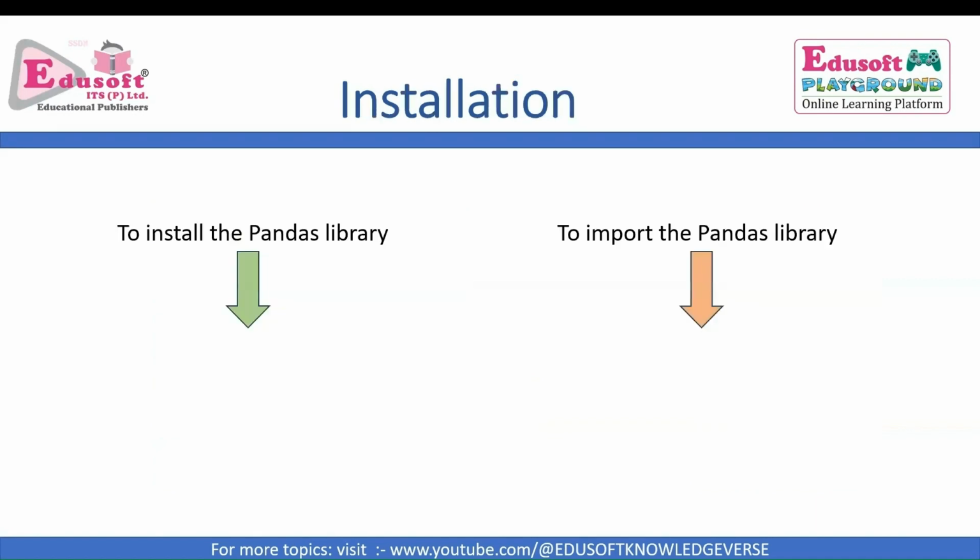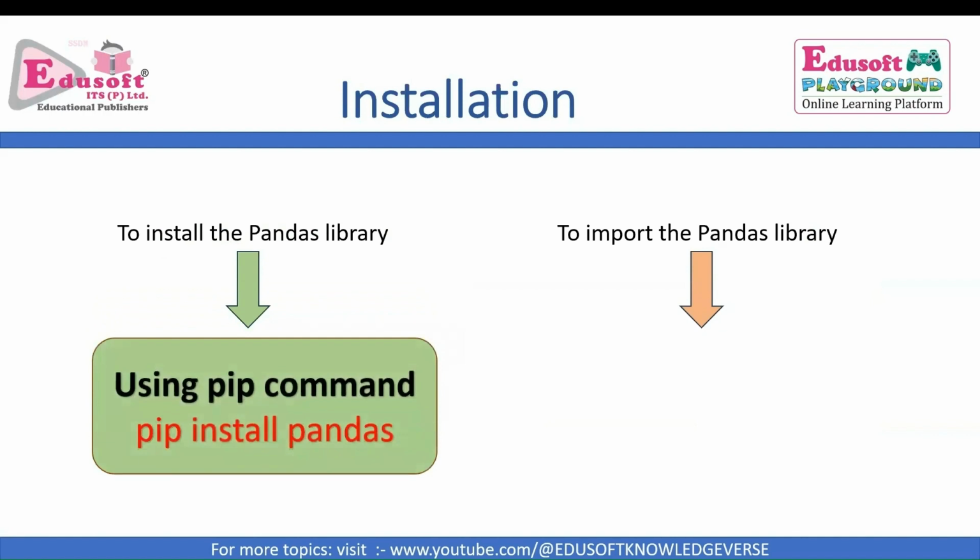The first step in starting with Pandas is to install Pandas. We have to know how we can install the Pandas library in our system. To install the Pandas library, what syntax are we going to use? We have to use the pip command, that is pip install pandas. For this, you have to type cmd, that is command prompt, in your search box, and then type the required syntax, pip install pandas, to install Pandas in your system.